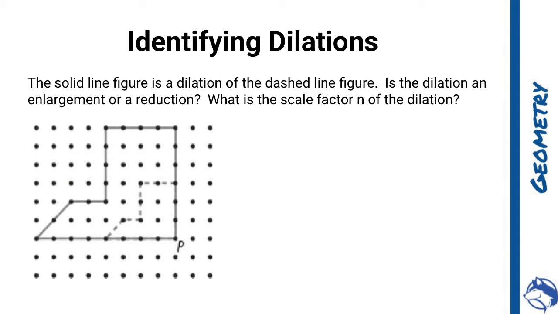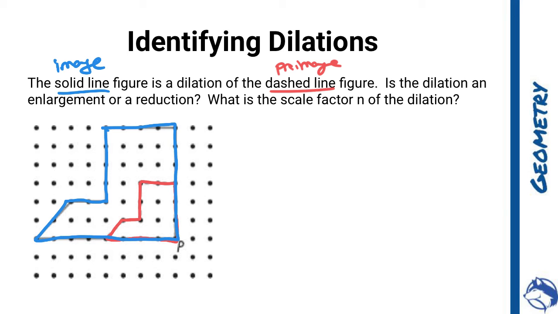So the solid line figure is a dilation of the dashed line figure. So the dashed line figure I'm going to draw in red. And then the other one I'm going to draw in blue, the bigger one. So the solid line, the blue one right here that I'm drawing, is a dilation of the dashed line. So the dashed line is my pre-image, and this one is my image.